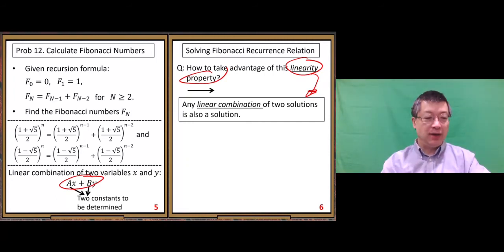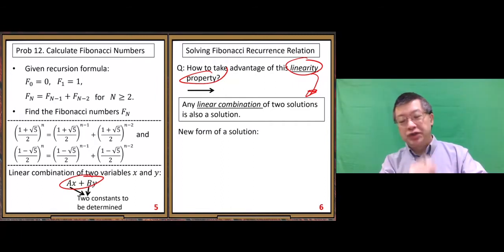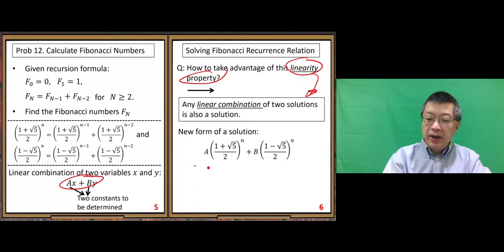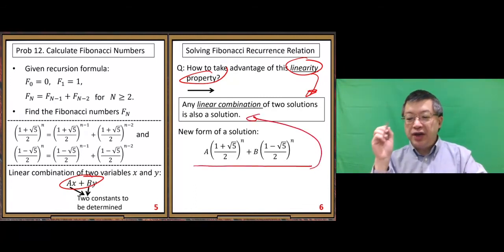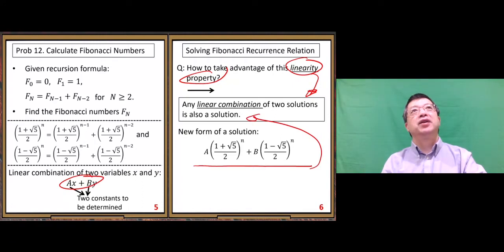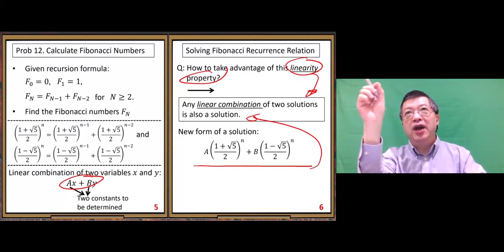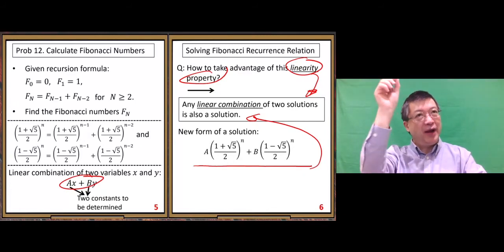All right. Now, we consider the new form, a linear combination of our two special solutions. Now we claim this is a new solution. This is another solution. You can check. When you plug in, you will see it is correct. Why?